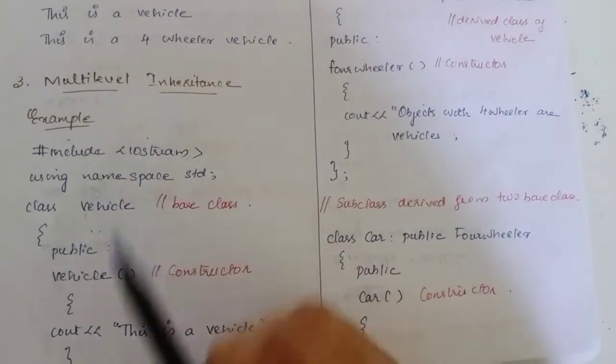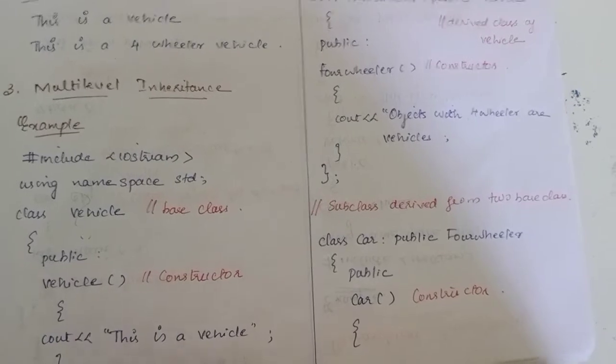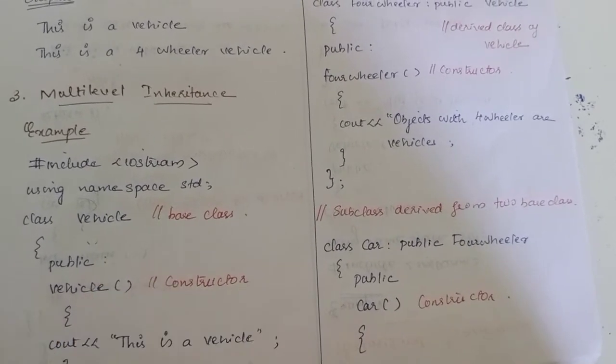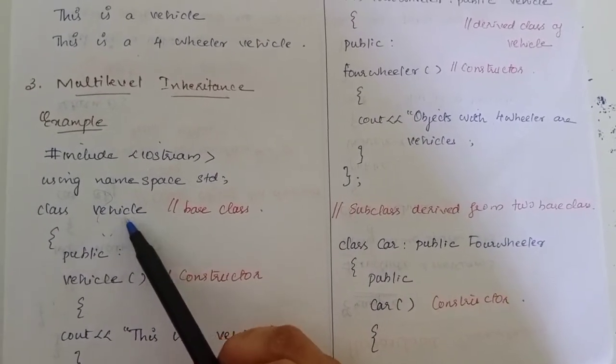The next one is multi-level inheritance. In multi-level inheritance, we can have any number of levels of base class and derived class. So through this example, we can understand the concept. Here I create a base class named vehicle.